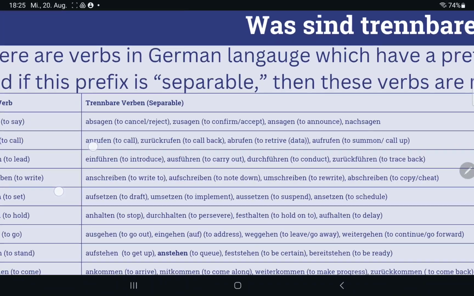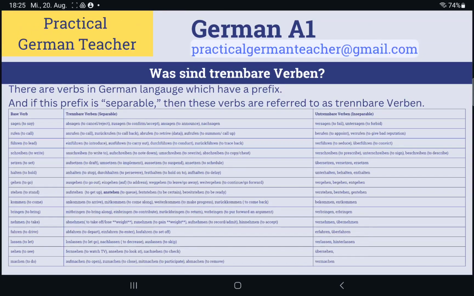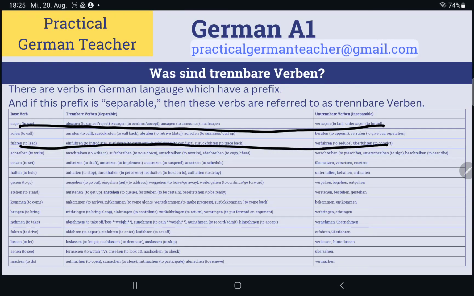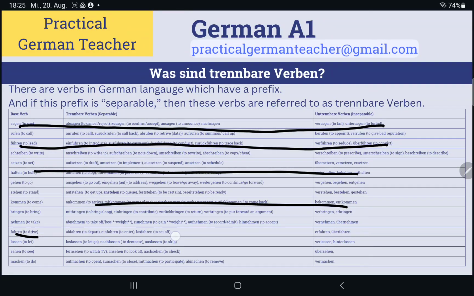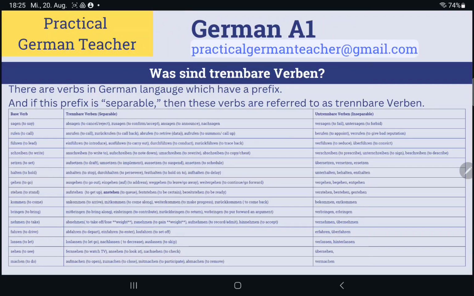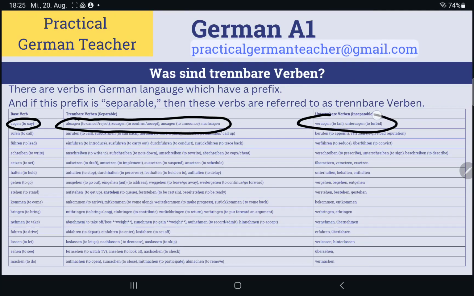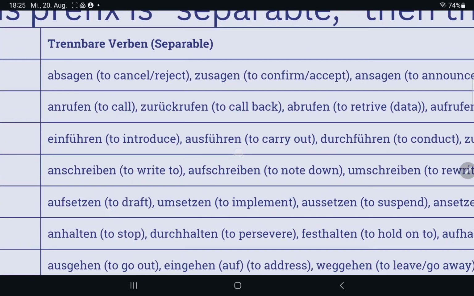So what I want you to do is, let's just go back. I want you to read all these verbs row by row before you continue. Yeah, we did this in the live session. I want all of you to read these verbs one by one. First you read the base verb, then you read all the separable forms of it, then you read all the non-separable forms of the same verb. In the brackets you will find some meanings.